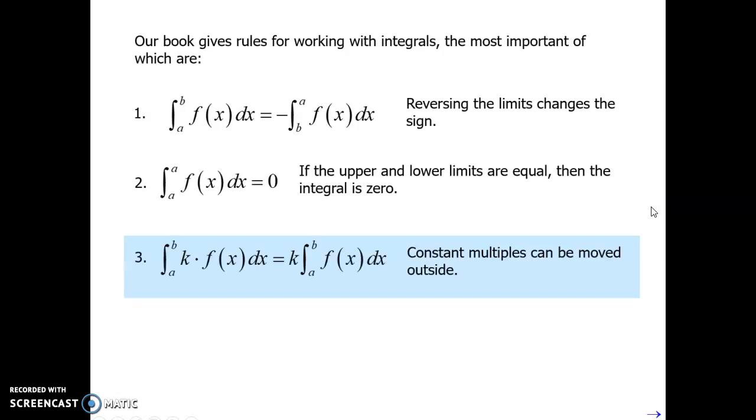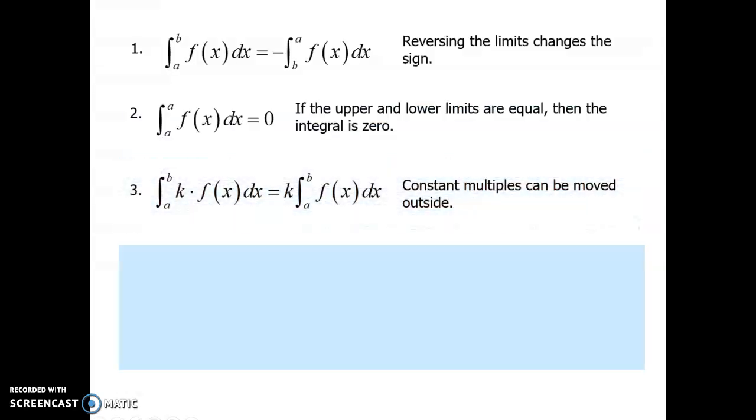Property number 3 is called the constant multiple rule for integration. If I have a constant multiplied by a function, that constant can get pulled out to the front, and then I can take the definite integral of the function. It's called the constant multiple rule for integration.